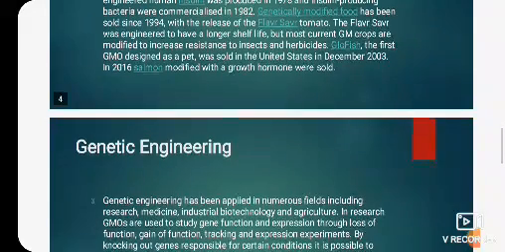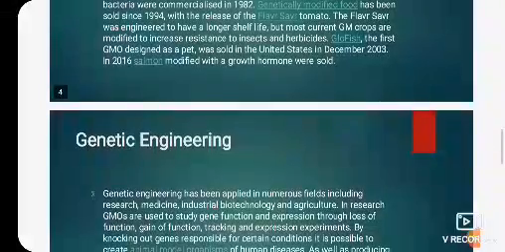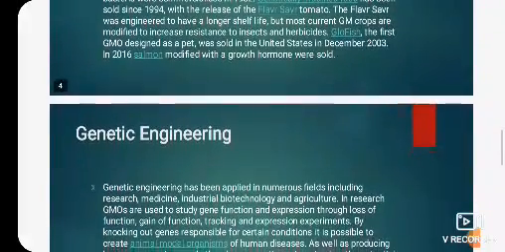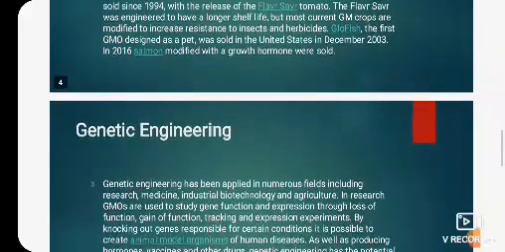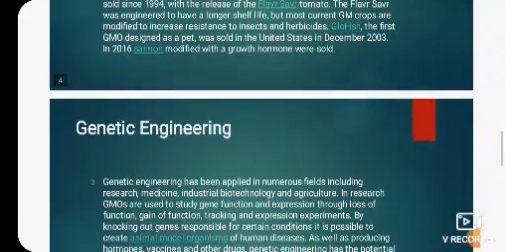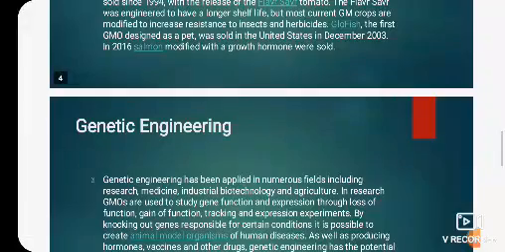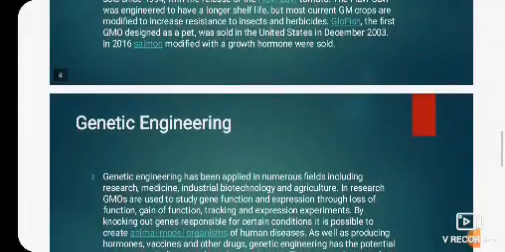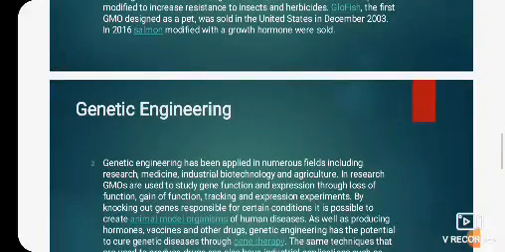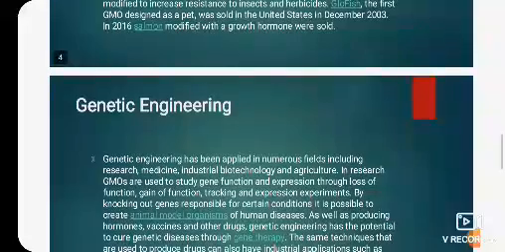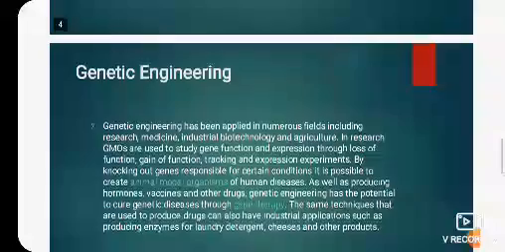The Flavr Savr was engineered to have a longer shelf life, but most current GM crops are modified to increase resistance to insects and herbicides. GloFish, the first GMO designed as a pet, was sold in the United States in December 2003. In 2016, salmon modified with a growth hormone were sold.